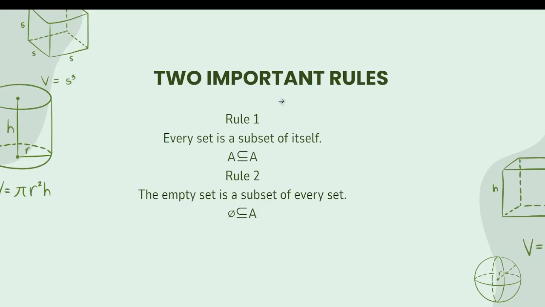And these are the two important rules. Rule one is that every set is a subset of itself. Here A is a subset of A. And rule two is that the empty set is a subset of every set. The empty set is a subset of every set because an empty set is like a set without any element. So you don't need any particular element for it to be a subset of something. So that's why it is a subset of every set.